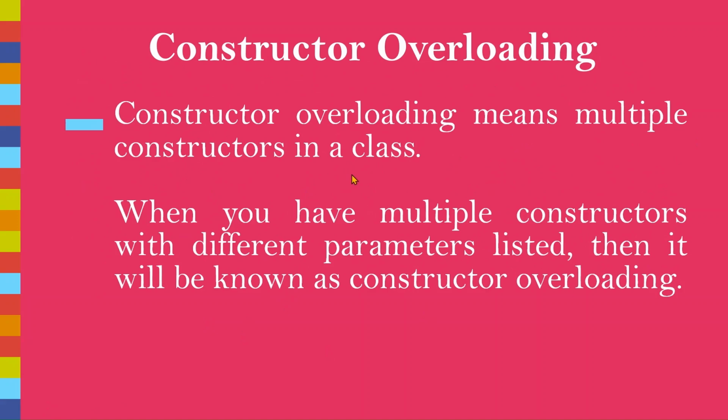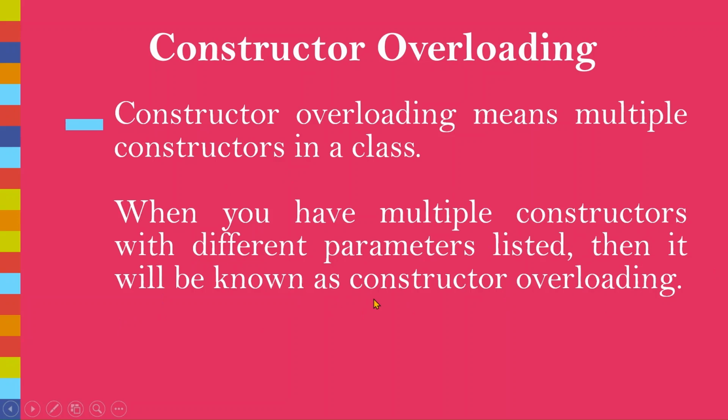So if you have multiple constructors inside a class, then that is called constructor overloading, provided the constructors you are writing have a variation in the parameter list. Suppose you have one parameter with integer, then the second constructor could be integer comma float, the third constructor could be int comma int. So there should be some variation. When you have multiple constructors with different parameters listed, then it will be known as constructor overloading.